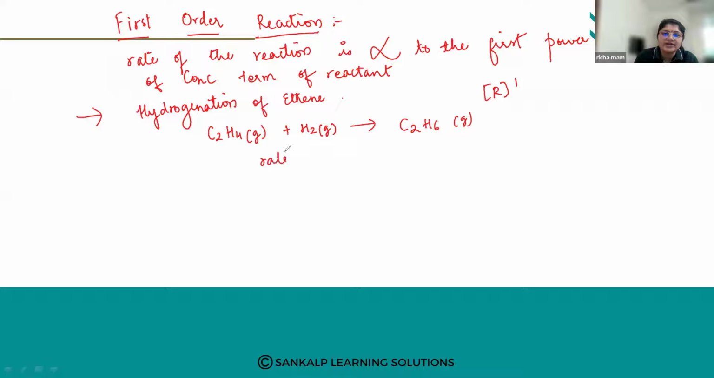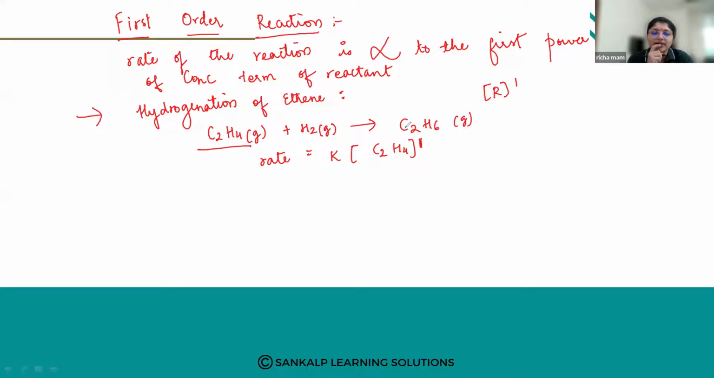So how is the rate? The rate is dependent on the concentration of the reactant, that is C2H4 raised to 1. So this is the rate equation for the hydrogenation of ethene. The rate of the reaction is proportional to the first power of the concentration term of the reactant. So please remember the examples, very important.